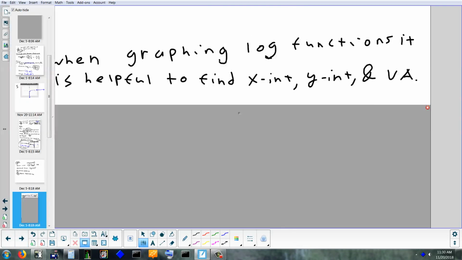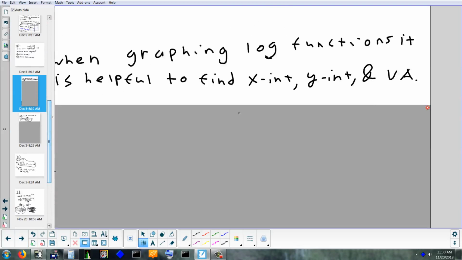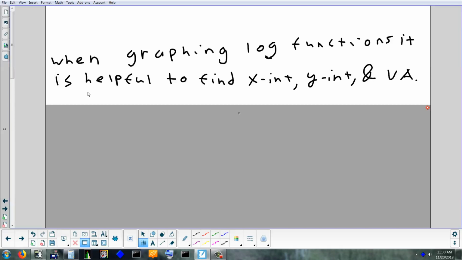All right, so 2 things we have left. We're going to look at a couple graphs, and then we're going to look at a word problem. All right, so when we're graphing log functions, it's helpful to try to find the intercepts and especially the vertical asymptote. That's probably the most important thing to find. Every log function has a vertical asymptote. Once you find that, and you draw it, then you know your log function is either going to bend away from it to the right or away from it to the left. Okay? But you got to put that in first.